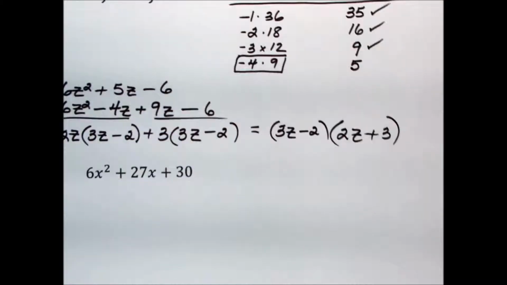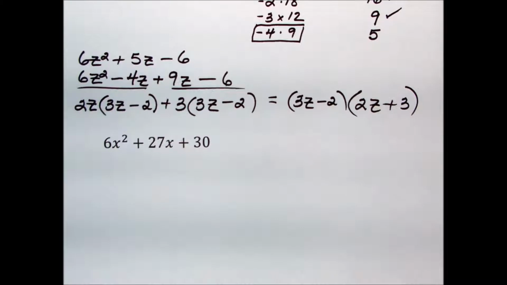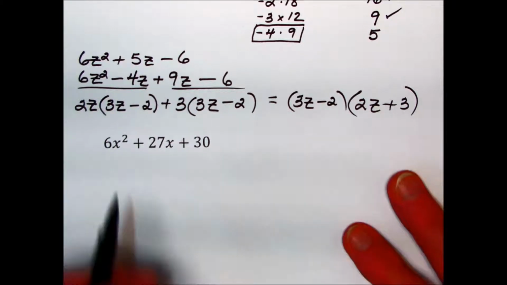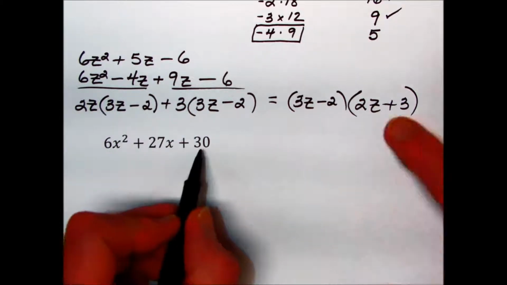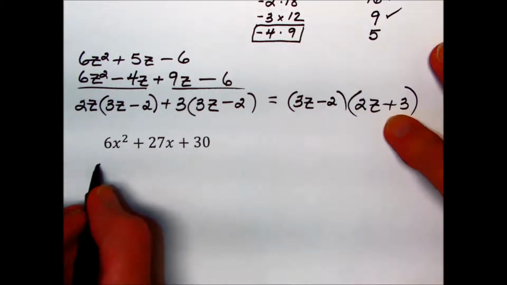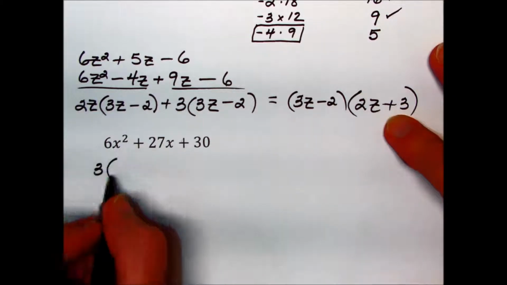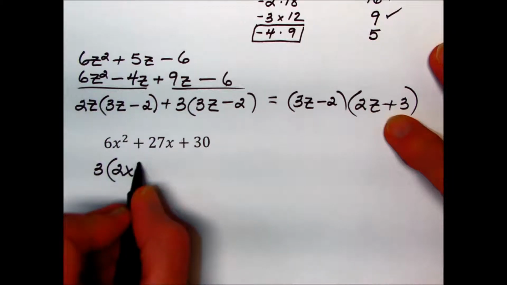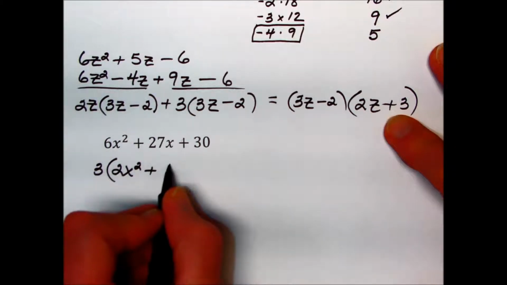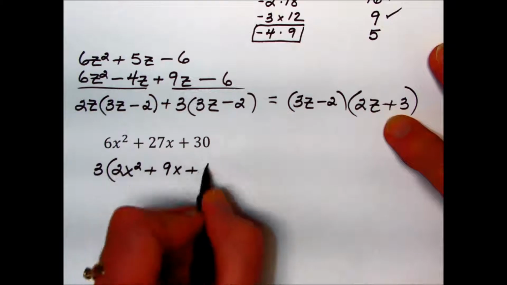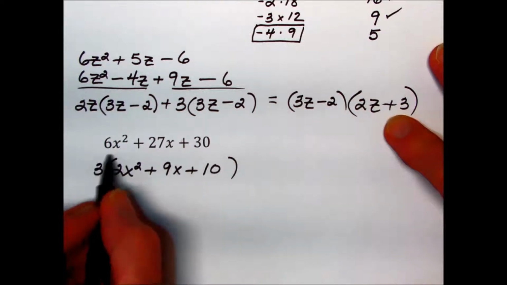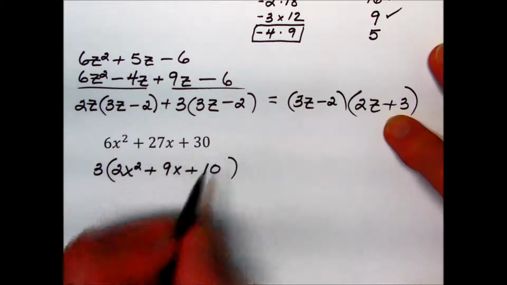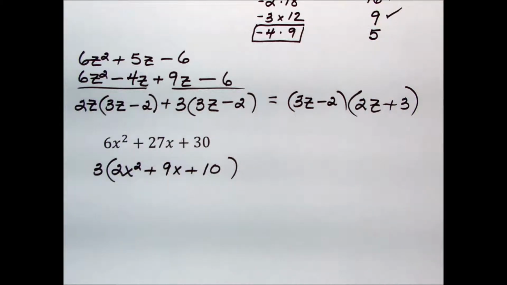In this next problem, again, it's always a good idea to look for a greatest common factor. And if we look, there is a common 3. Dividing by 3 or factoring out a 3, we're left with a 2x squared. Dividing by 3 leaves a 9x. Dividing by 3 leaves a 10. And it's always a good idea to multiply and make sure that this does equal what it originally was.